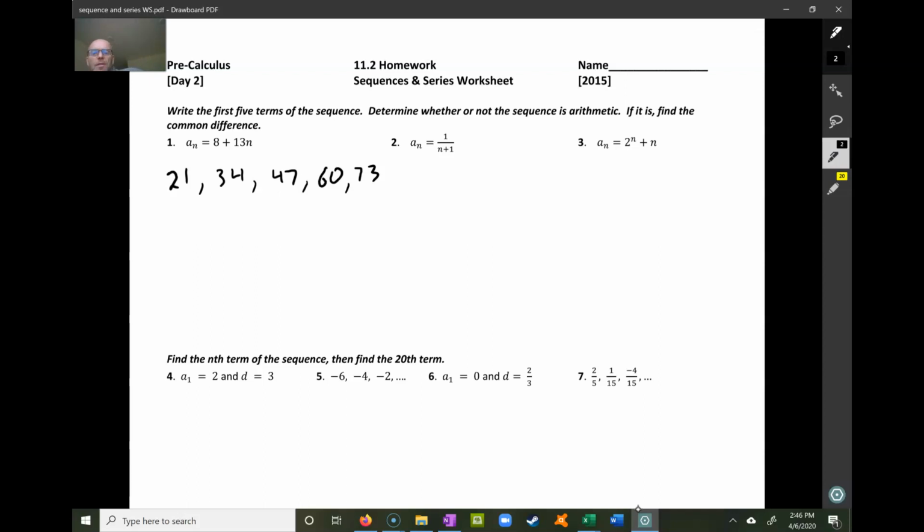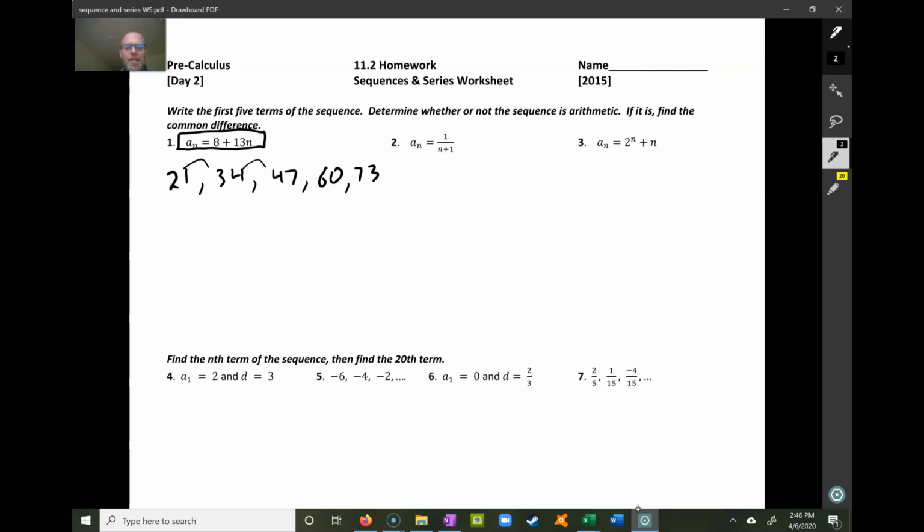So then it says determine whether or not the sequence is arithmetic. There are 2 ways we can tell this is arithmetic. The difference between each one of these is 13, because I can tell I'm adding 13 each time. Or if I look at the explicit formula, I can tell it's a linear equation. And that also tells me that this is an arithmetic sequence.